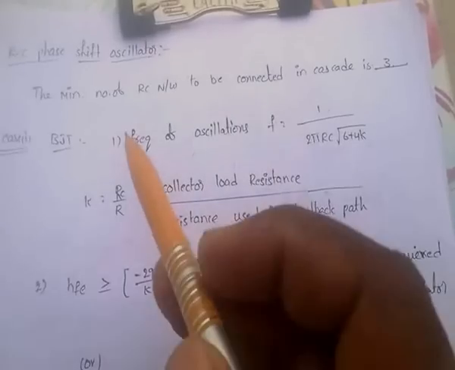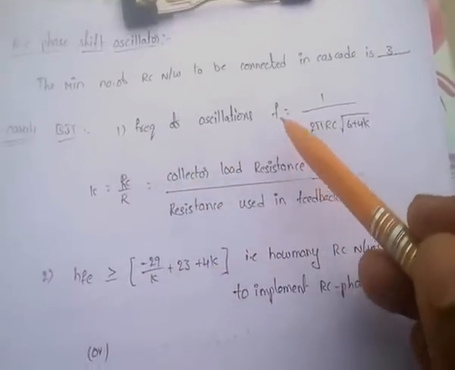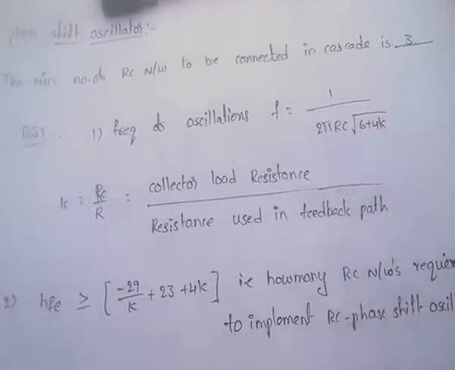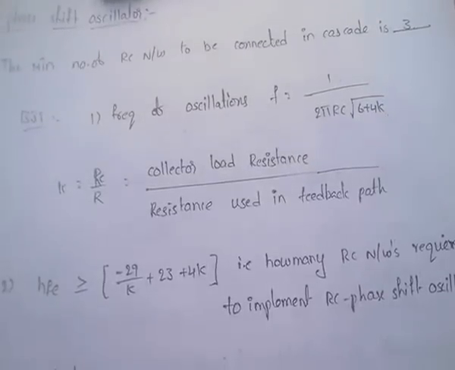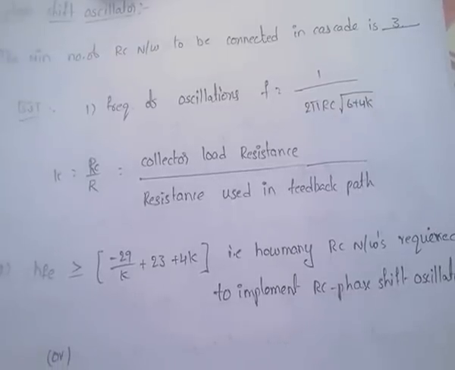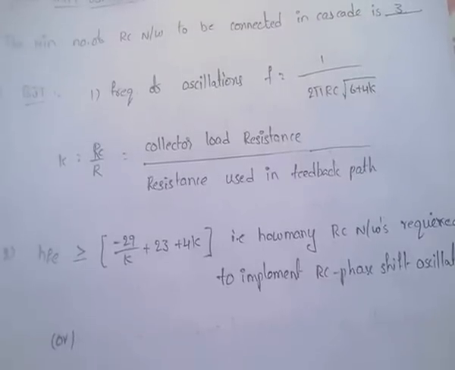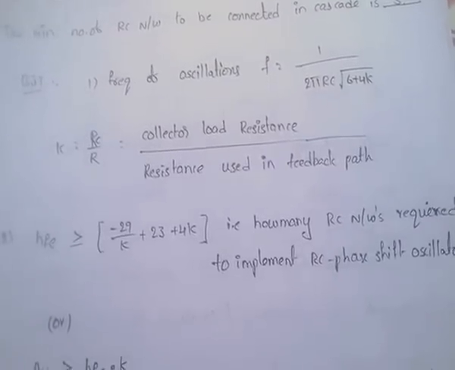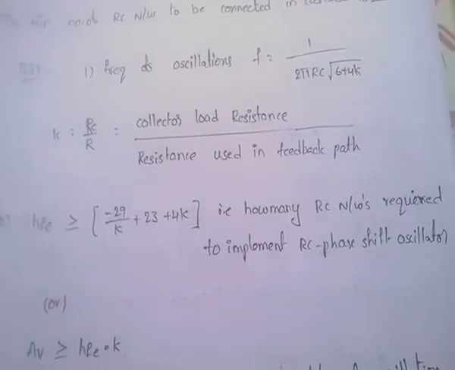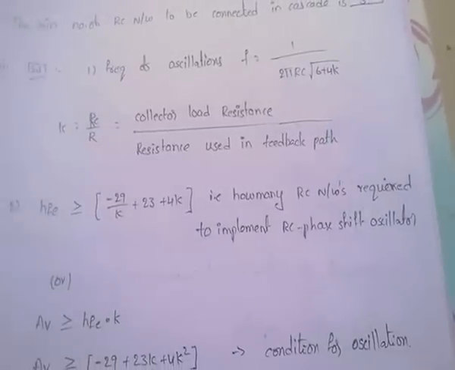If we use BJT in this oscillator, the frequency of oscillations f equals 1 by 2 pi RC root of 6 plus 4K. Here K is equal to RC by R, where RC is the collector load resistance and capital R is the resistance used in the feedback path. And the hFE.